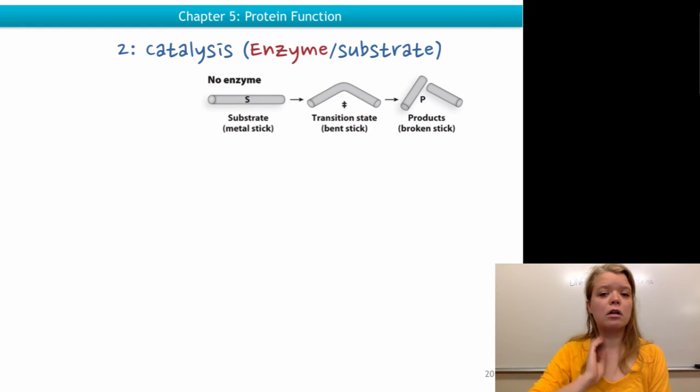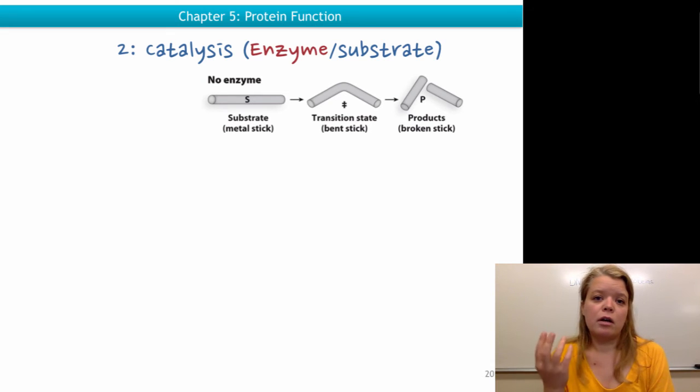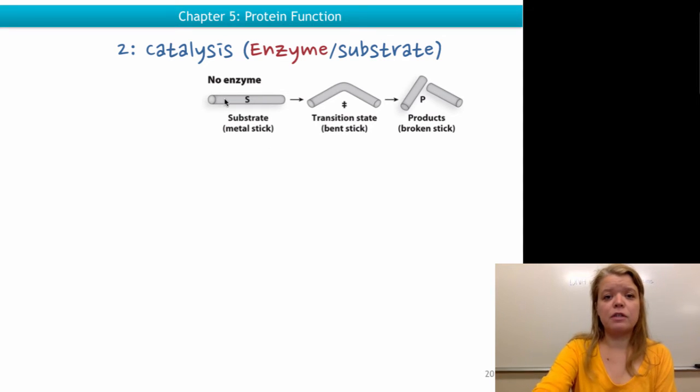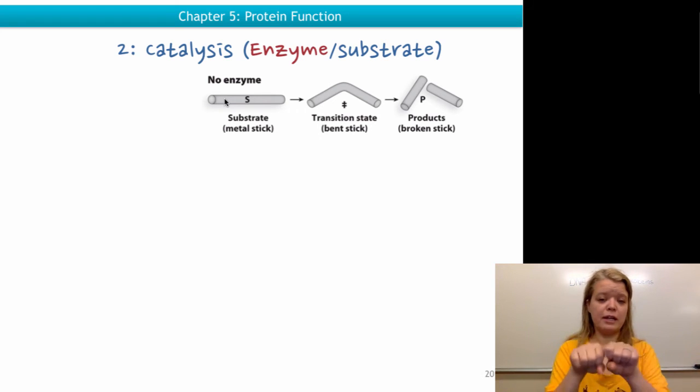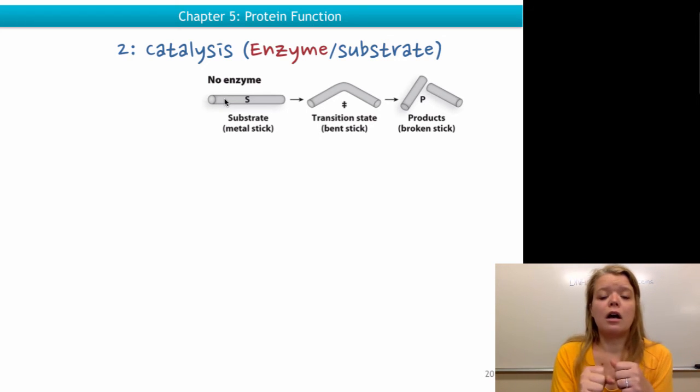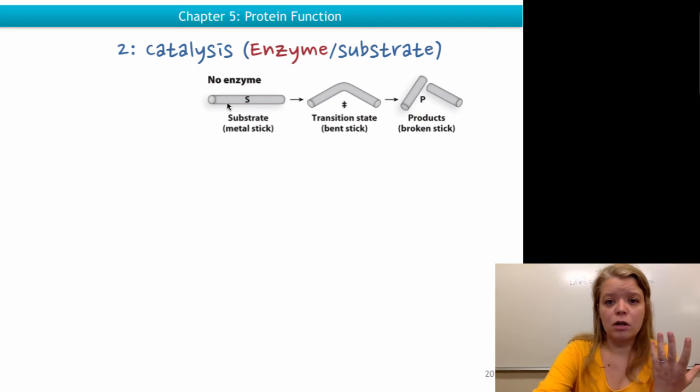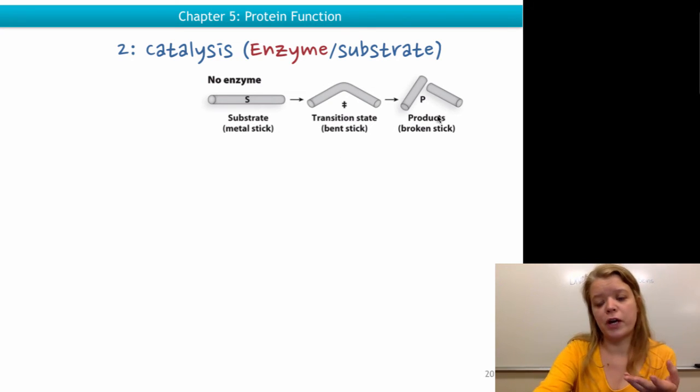Now, let's think about catalysis a little bit more in chemical terms. So basically, if there were no enzyme to catalyze a reaction, and in this case the reaction is we would like to break a metal stick, somehow we would still have to force this transition state from the substrate to the product.